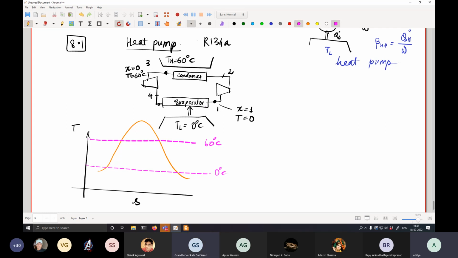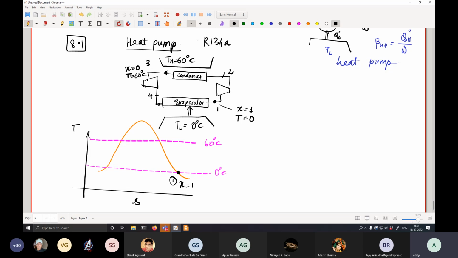Does the TS graph also have a dome? Yes, it also has a dome. In fact, I will draw the process in the PV diagram also, and then you will see how it looks. So this is point 1, x equal to 1, T equal to 0. So this is state point 1.